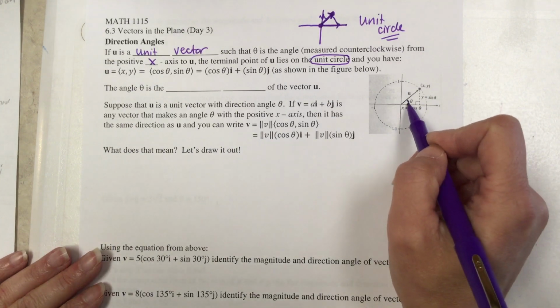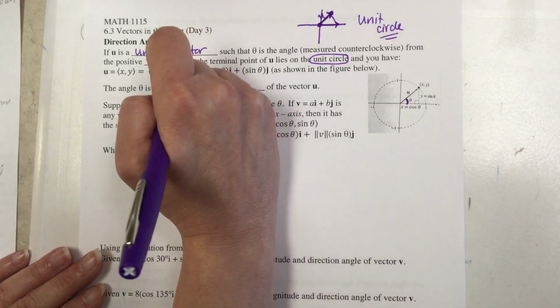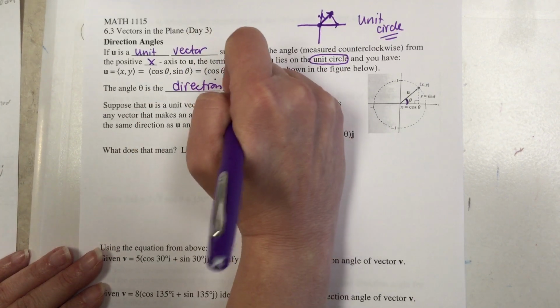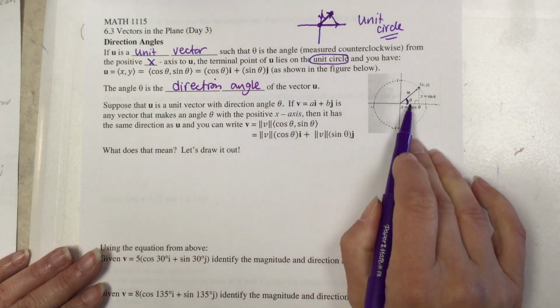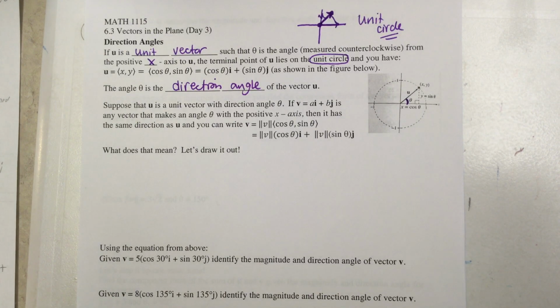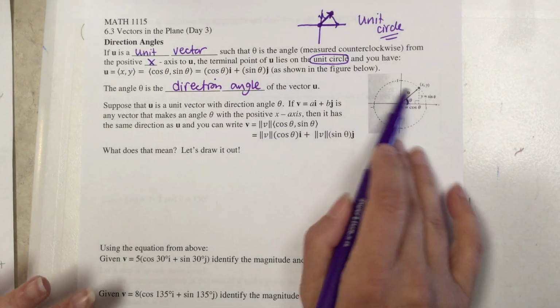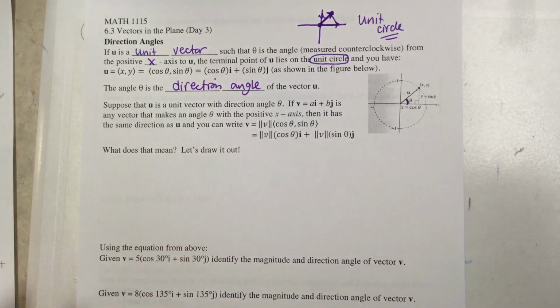This angle right here, that is called the direction angle. And we have used this angle many, many times. We called it a reference angle at some points. When you're just graphing and looking in terms of vectors, it's a direction angle.